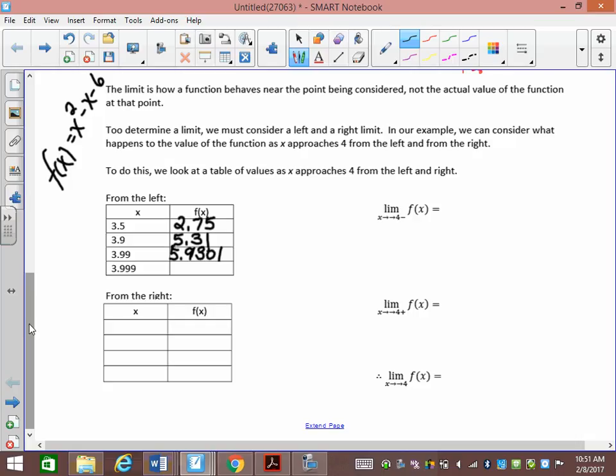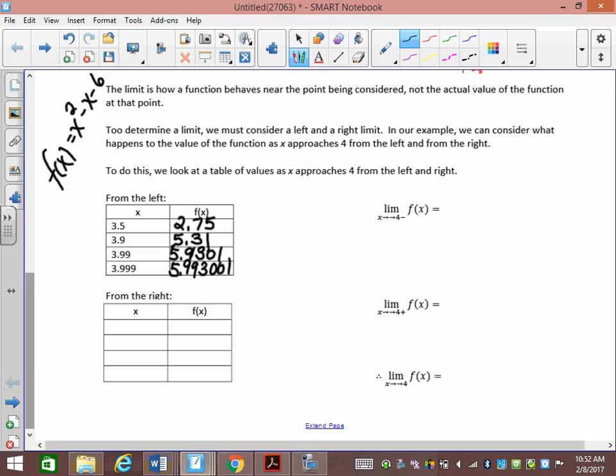6. When I plug in 3.999, I know this is usually when people start to be like, this is starting to make a little bit of sense. Then I plug in 3.999 and I get 5.993001. So from the left, I can say it's approaching 6, right?